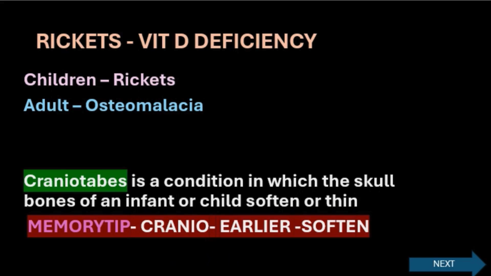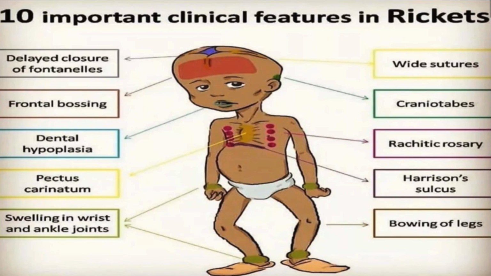The other clinical features include delayed closure of fontanelle, dental hypoplasia, pectus carinatum, that is the breastbone and ribs protrusion, swelling in wrist and ankle joints, wide sutures, craniotabes, which we already saw as the earlier symptom where the skull softens, rachitic rosary, Harrison's groove and bowing of legs.